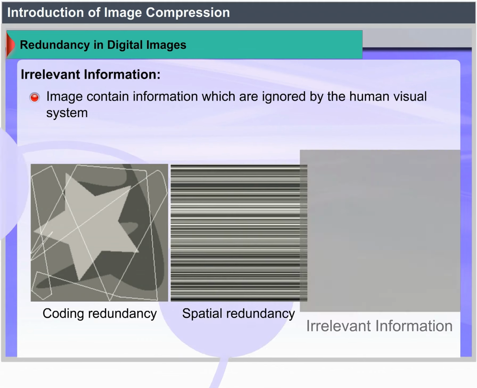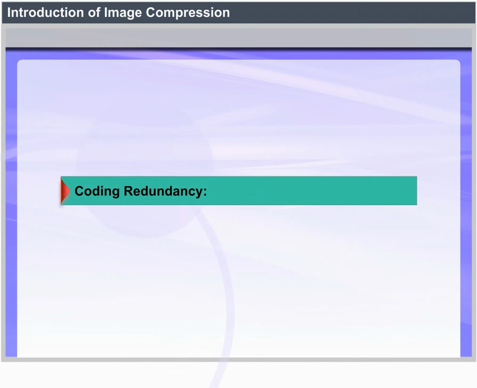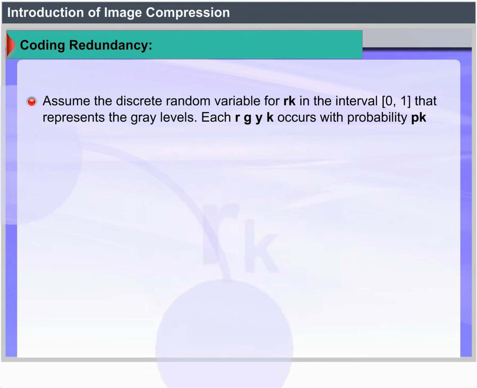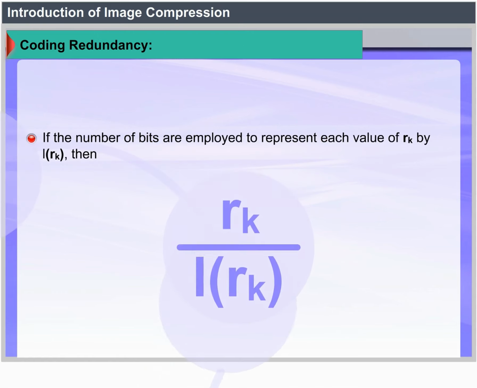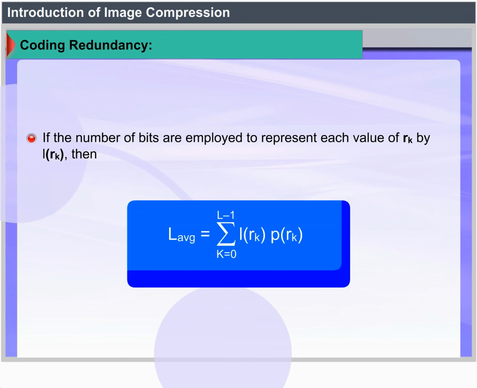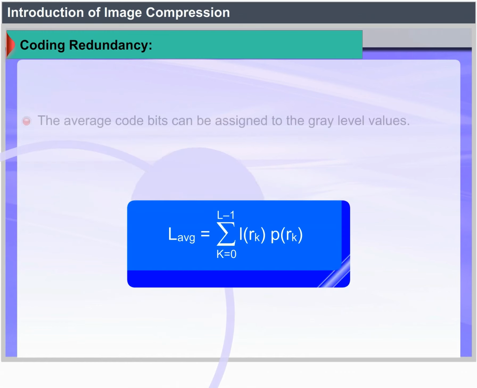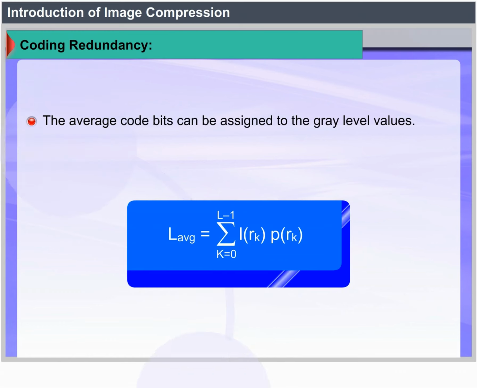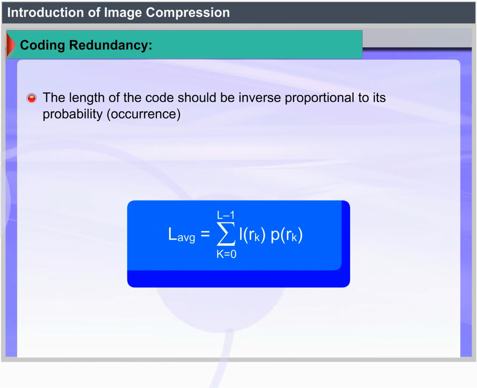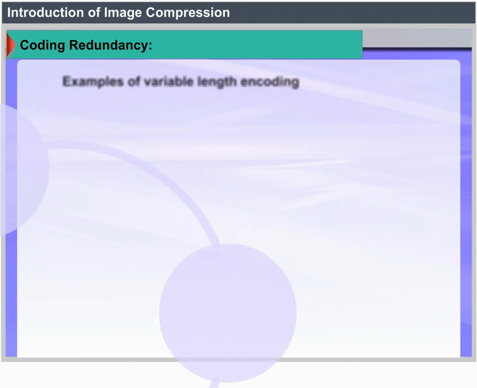Coding redundancy. Assume the discrete random variable Rk in the interval 0, 1 represents the gray levels. Each Rk occurs with probability Pk. If the number of bits used to represent each value of Rk is L(Rk), then the equation assumes the form as shown on the screen. The average code bits are assigned to the gray level values. The length of the code should be inversely proportional to its probability of occurrence. Examples of variable length coding are given in the table as seen.